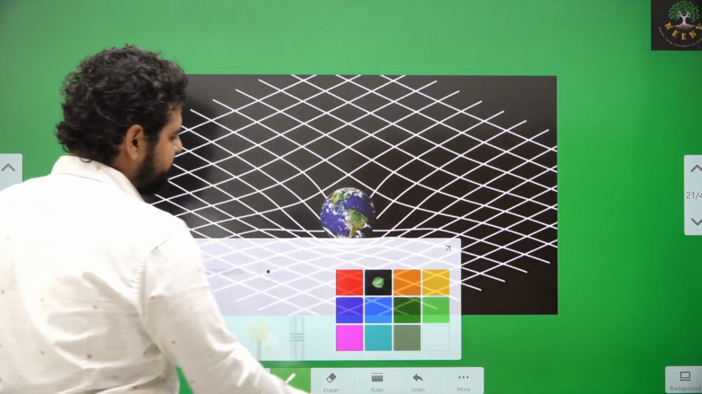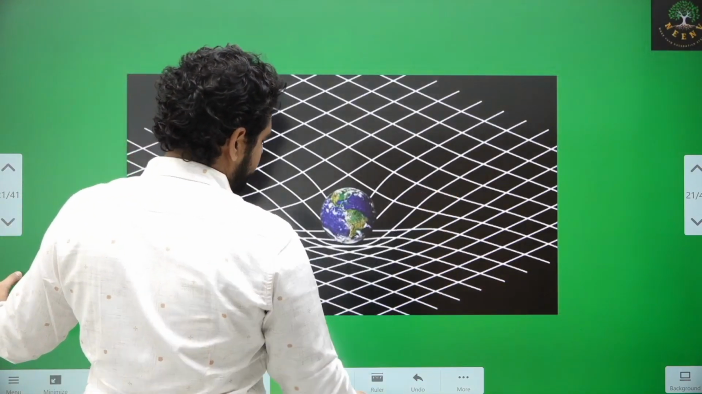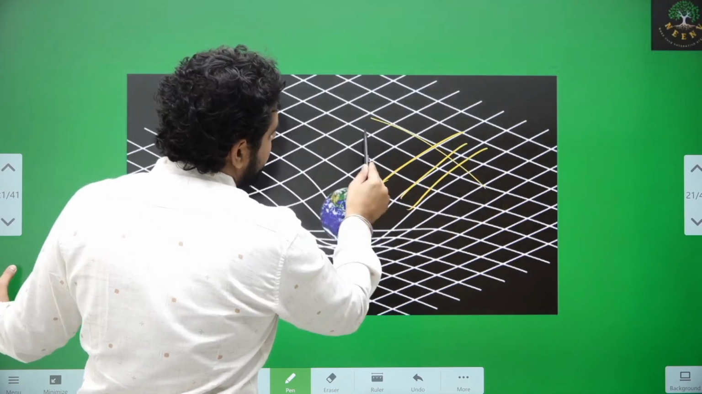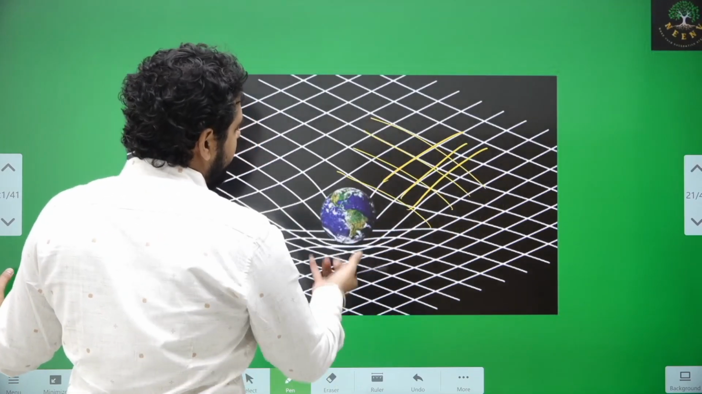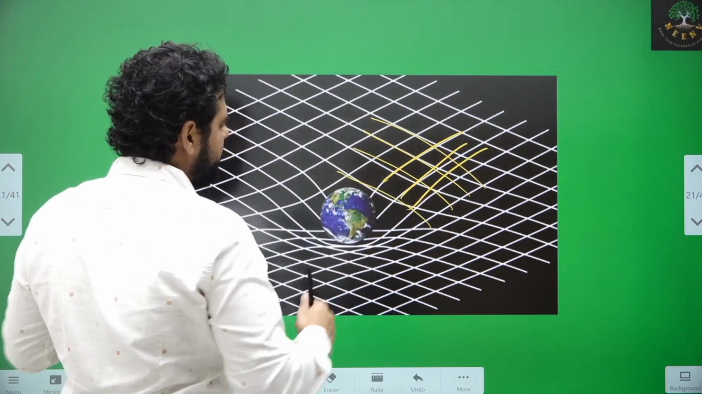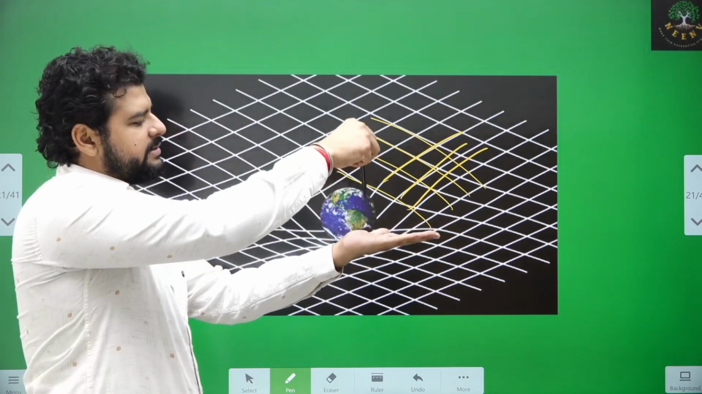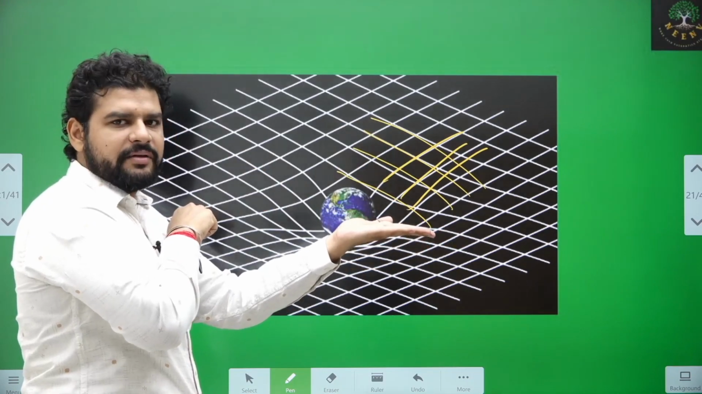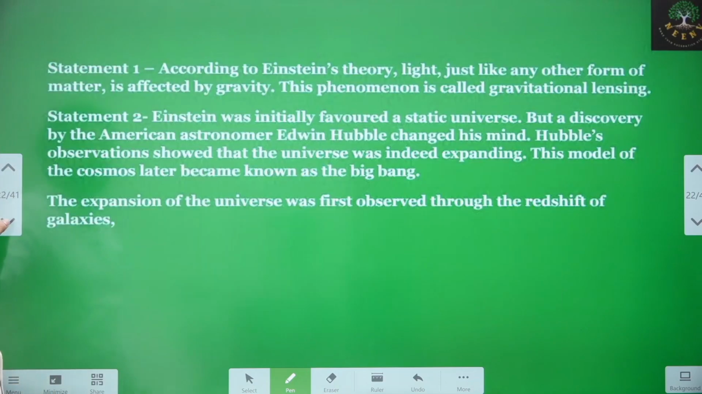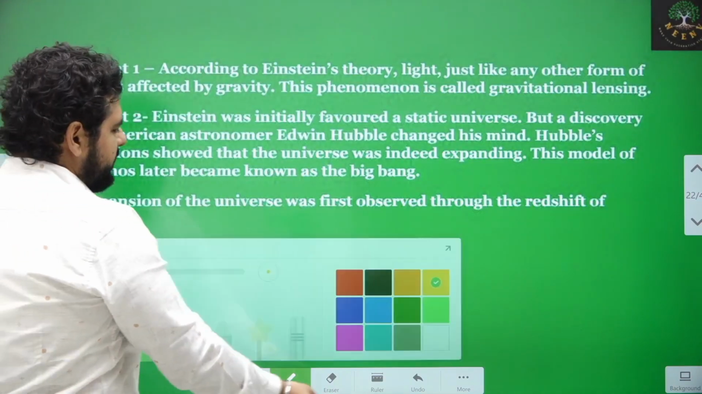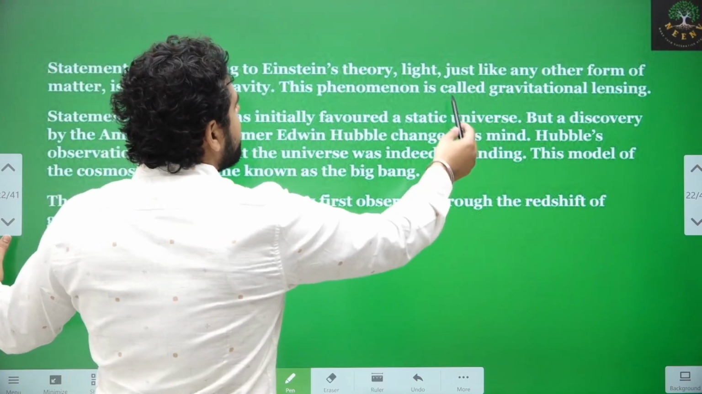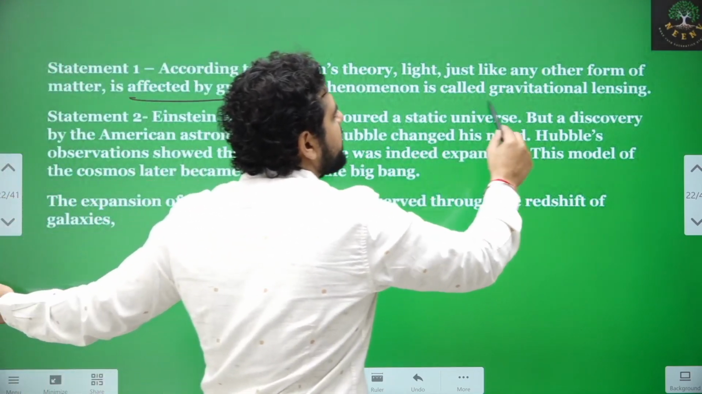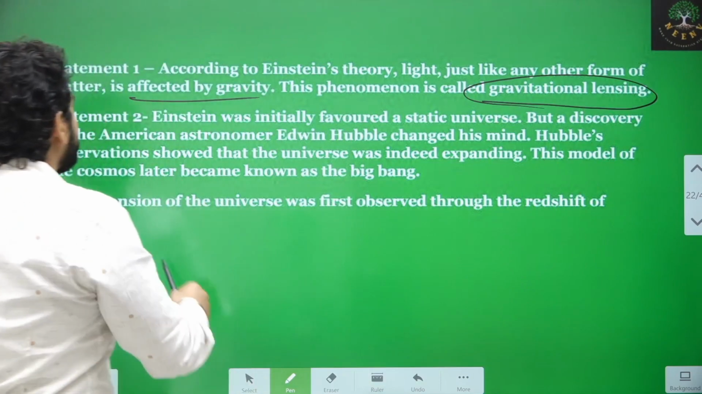As you can see here, this is the space-time. This is the fabric of space-time, just like the fabric of a shirt or a pant, right? And when a massive object sits in this fabric, it bends like this, right? If there is no object, the fabric will come back, right? So statement 1, according to Einstein's theory, light, just like any other form of matter, is affected by gravity. This is called gravitational lensing. So statement 1 is correct.